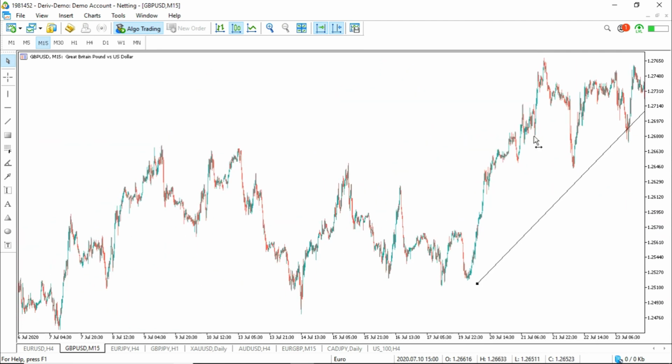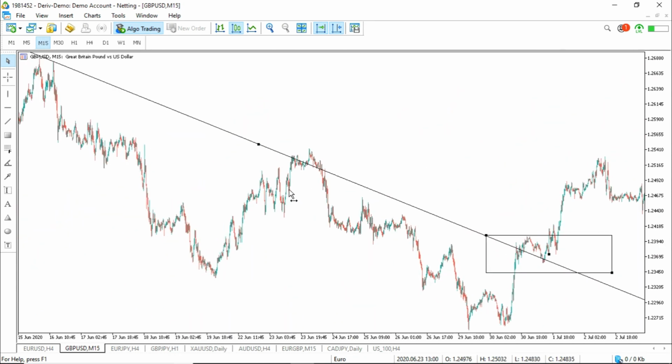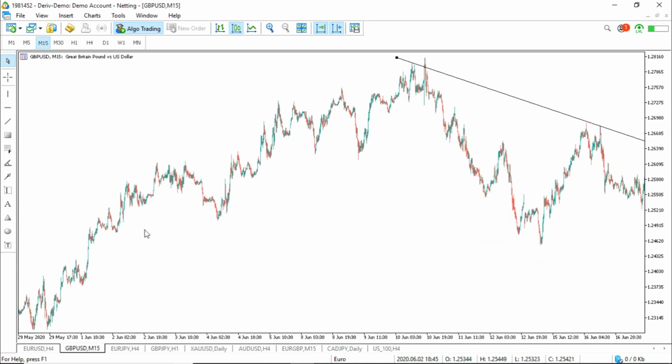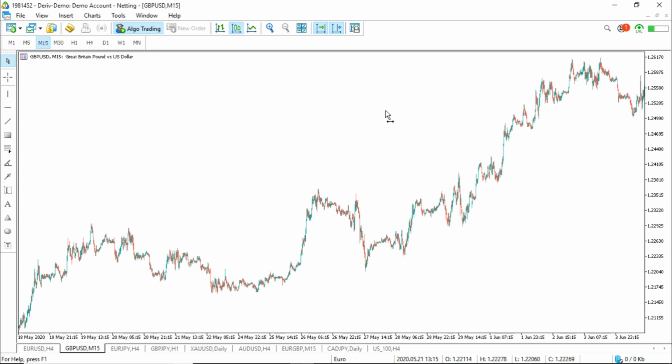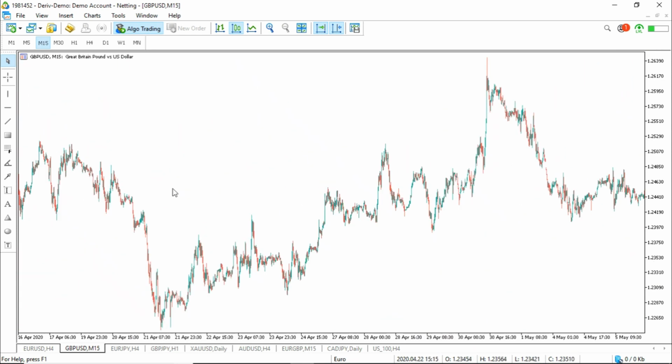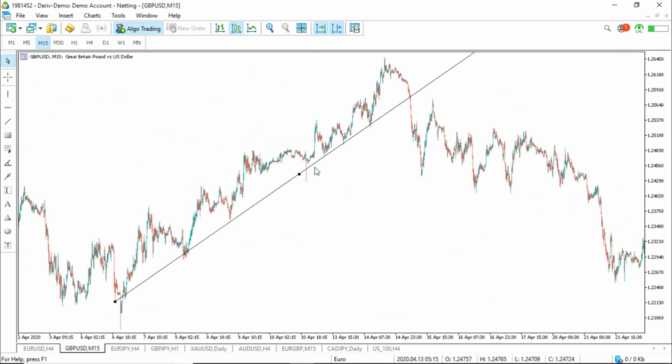This isn't it. So this is not it as well. So let's swipe a little bit more. So yeah, I think this is it. Yeah. So we can see the market broke out of this, making a lot of profitable pips.